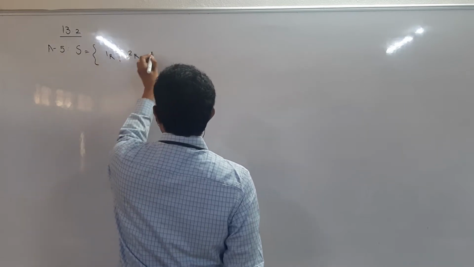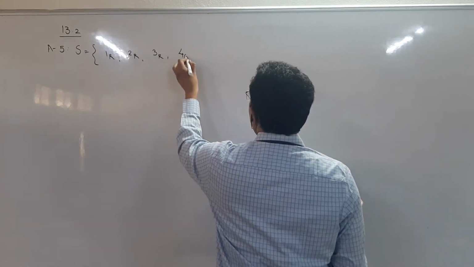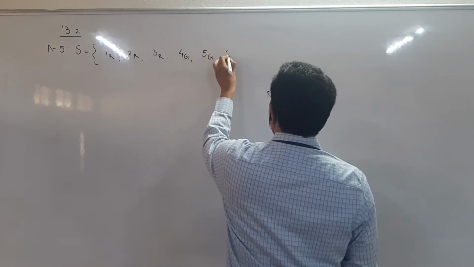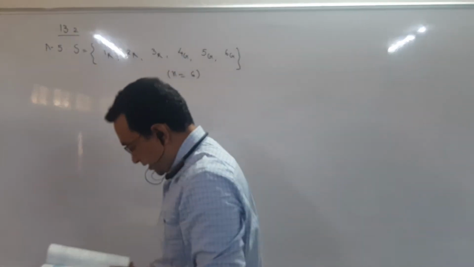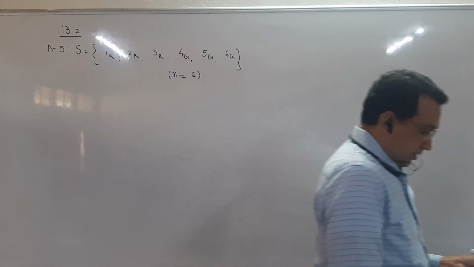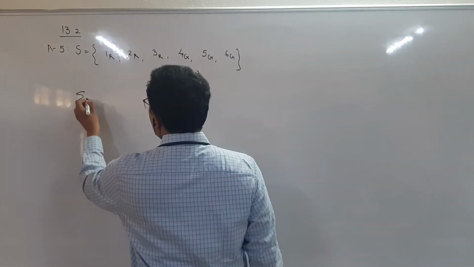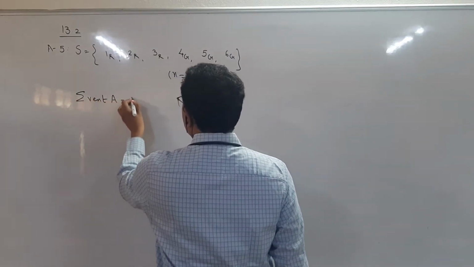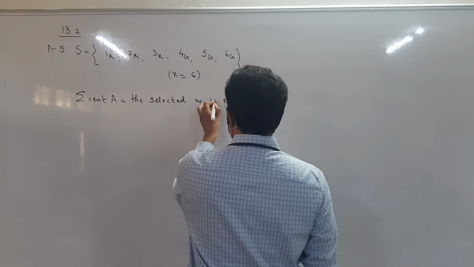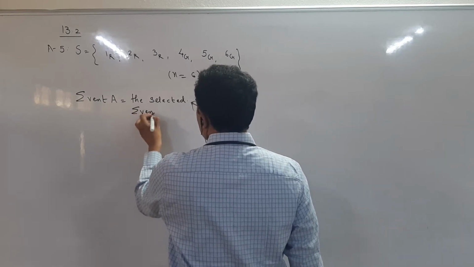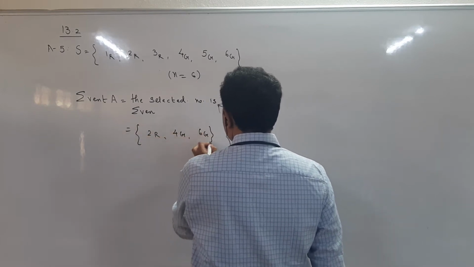1R, 2R, 3R. 3 faces are red and the other 3 faces are green. So we attach a suffix R and G so that we can understand. Event A denotes the number is even. Event A, the selected number is even. So the outcomes are 2R, 4G and 6G.